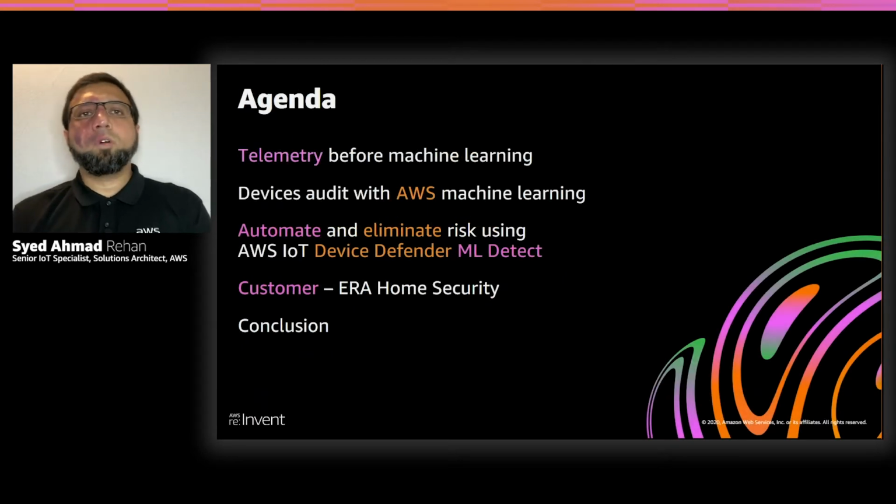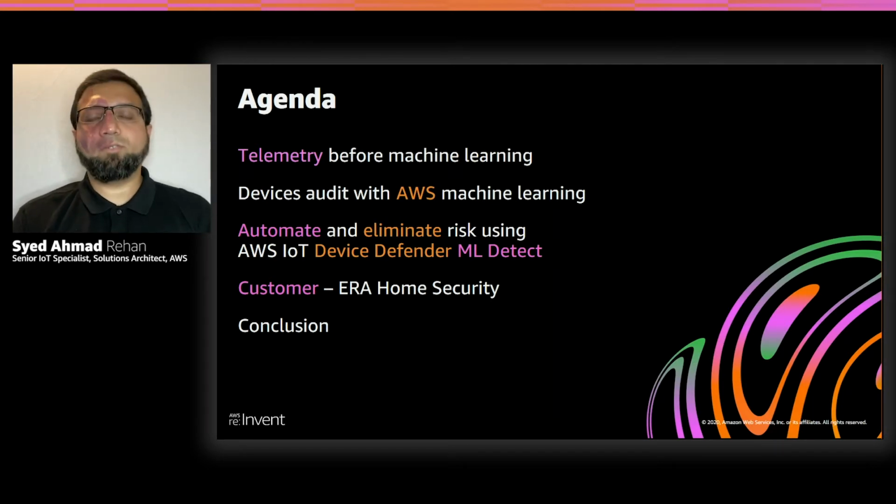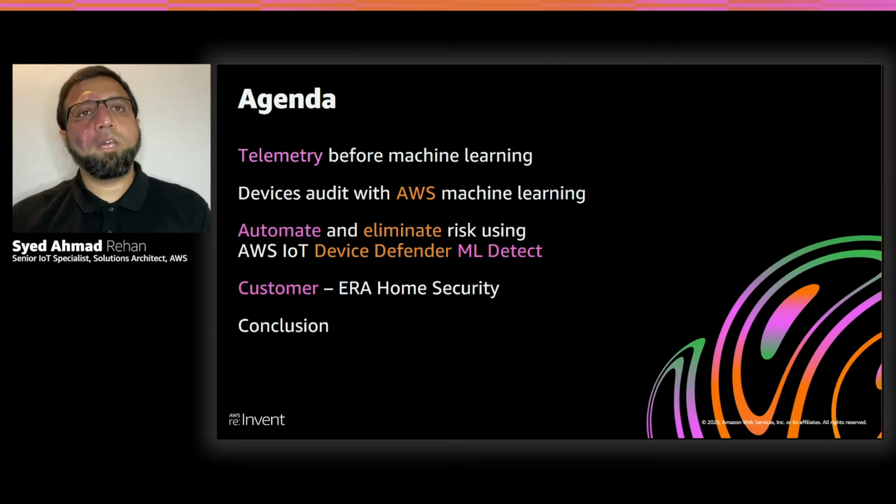We will go through a couple of reference architecture diagrams where we look at telemetry data, what customers were doing before machine learning, how they were using machine learning with the AWS ML services we provide, and then how easy we have made it for you using the AWS IoT Device Defender ML feature to consume machine learning without doing the heavy lifting. And finally, we will look at the Era Home Security use case, how they have built a product using AWS IoT and the ML Detect feature. And then finally, we'll close with a conclusion.